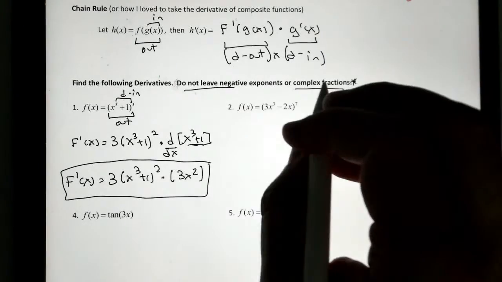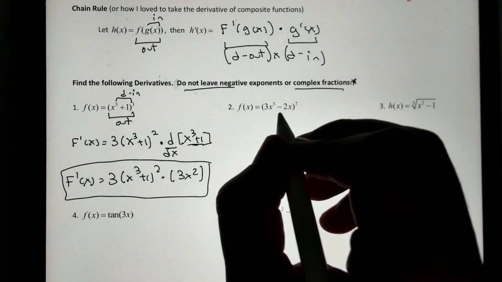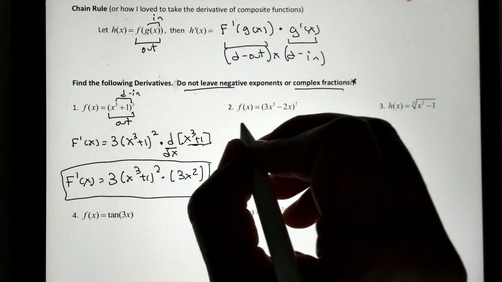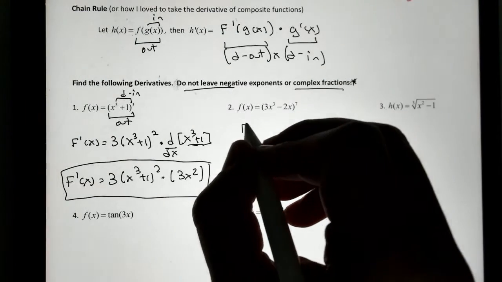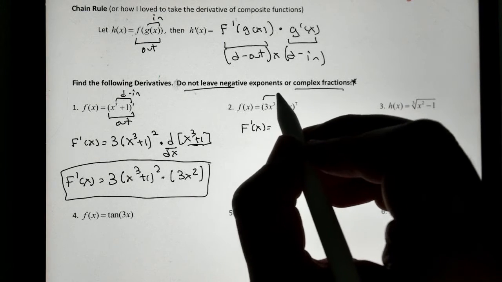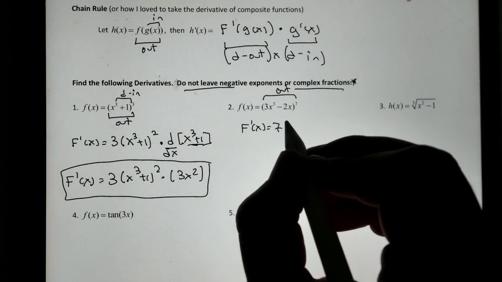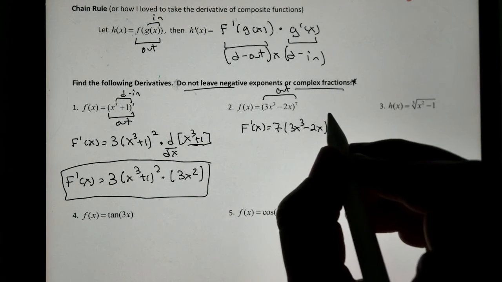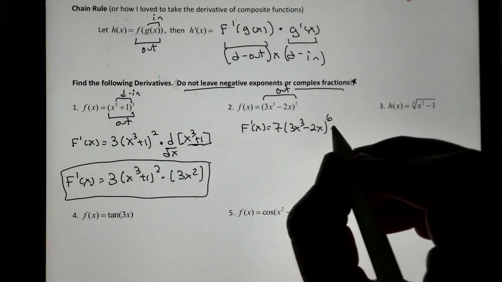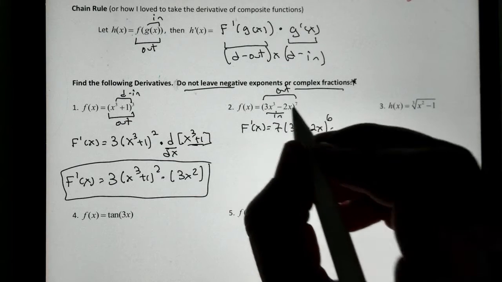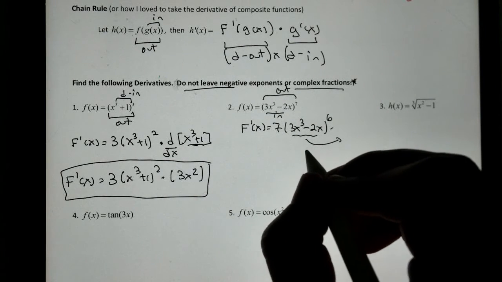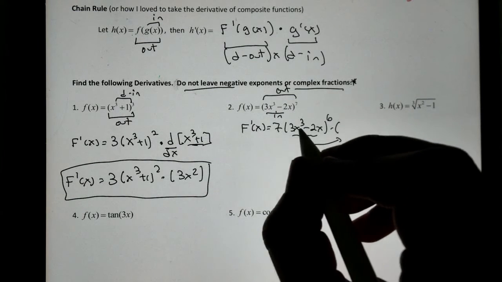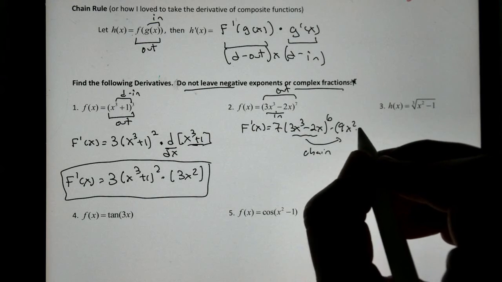All right, so for example number 2, here we have 3x cubed minus 2x to the 7th. When we take the derivative, f prime of x is, my outside derivative just becomes 7 times (3x cubed minus 2x). Remember, leave the inside alone, but don't forget to do your power rule there, 6. Times, and now I want the inside derivative. So I now need to take the derivative here. And this is what we call the chain rule. Because now I'm going to take the derivative of this inside, which becomes 9x squared minus 2.